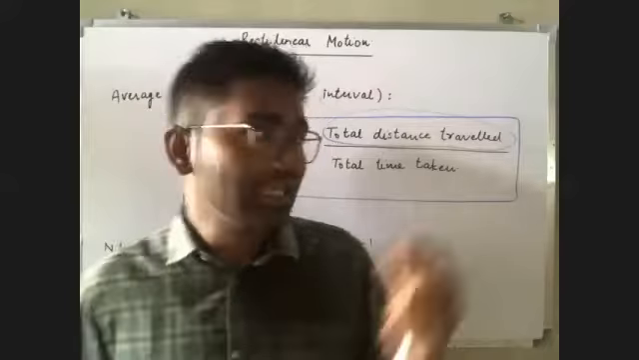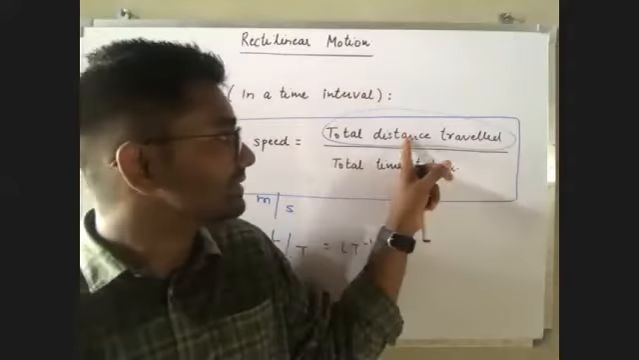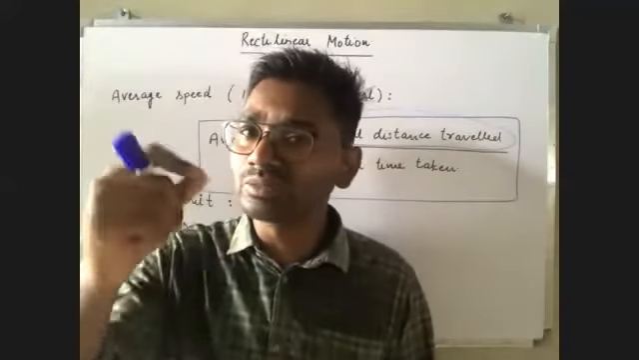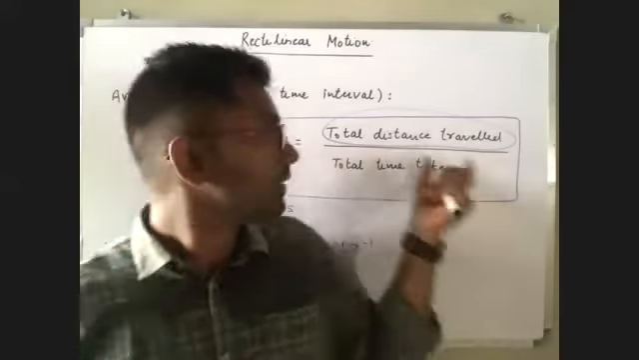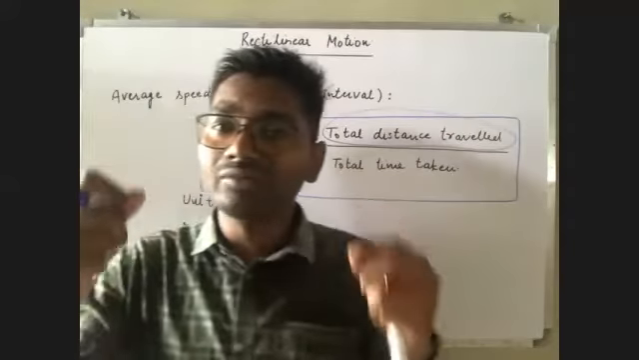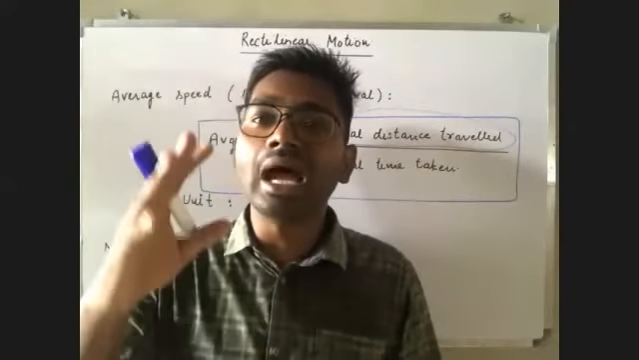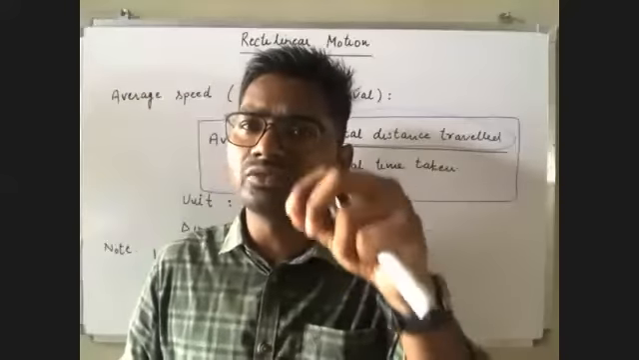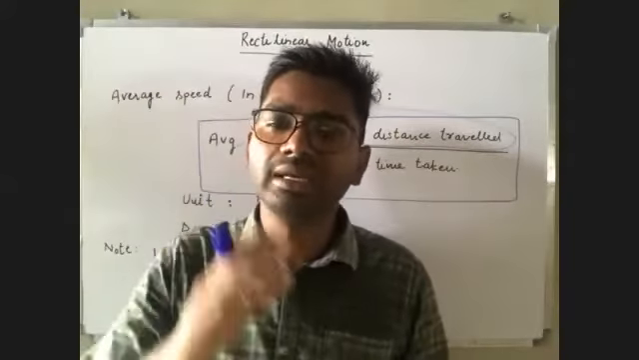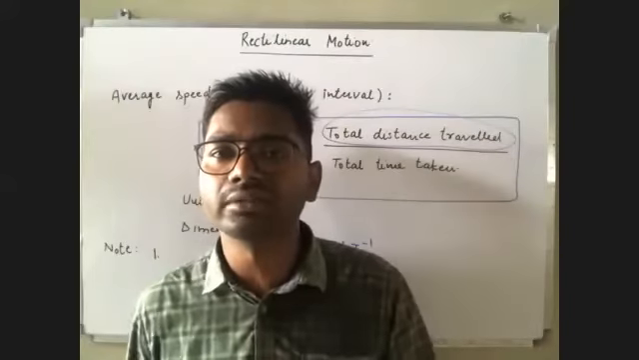While in average velocity, this is displacement, and since displacement is a vector quantity, it can be negative. So can I say that average speed will always be positive, but average velocity can be positive or negative because it is a vector quantity and a vector can be negative? First point clear to everyone?